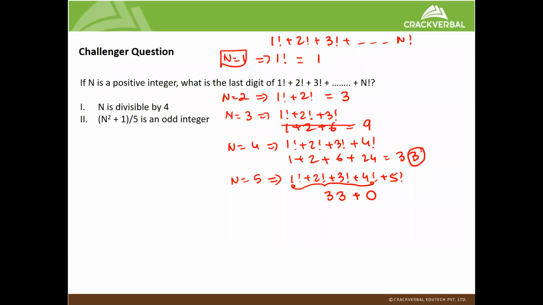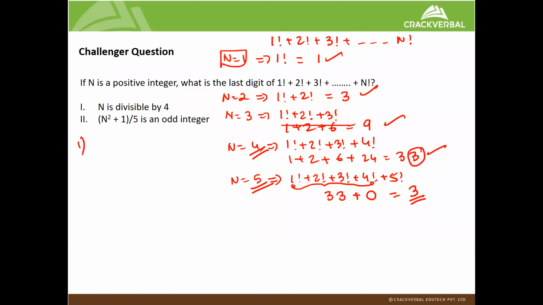Because whenever you have 5 factorial, it's going to be 5 multiplied by 2, which gives me a 0 at the end. So any value of n that is greater than or equal to 4 will always give me a unit digit of 3. All I have to do is check which one of these 4 possibilities the statements give me.